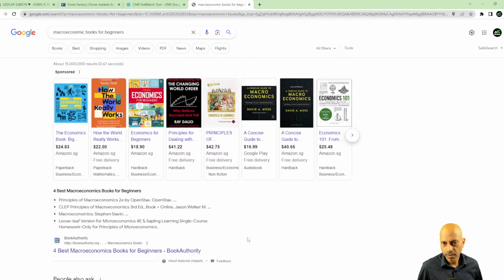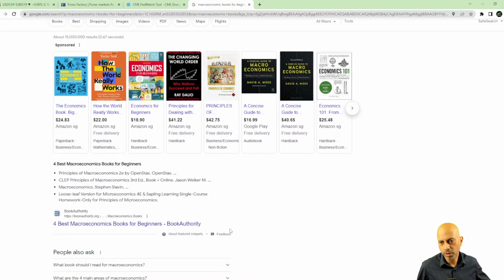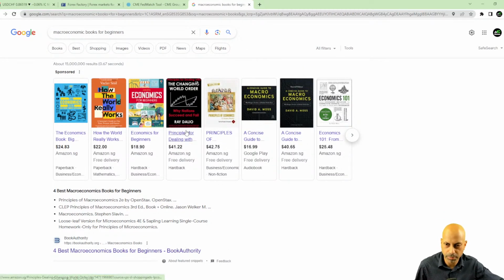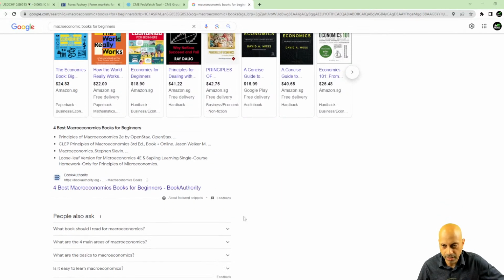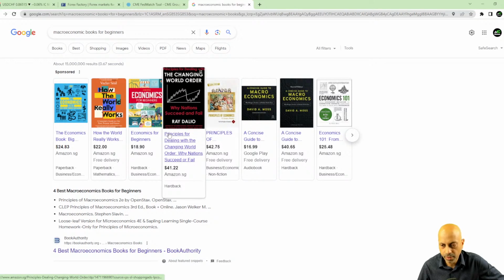One of the books, again, I've not read this Ray Dalio book, but there have been some pretty decent reviews on Ray Dalio's book, The Changing World Order, which focuses not only on macroeconomics but on a very high level global view of why nations succeed and fail and how it relates to macroeconomics, currencies, commodities, and so on and so forth. I think probably that's a decent book to start reading with.